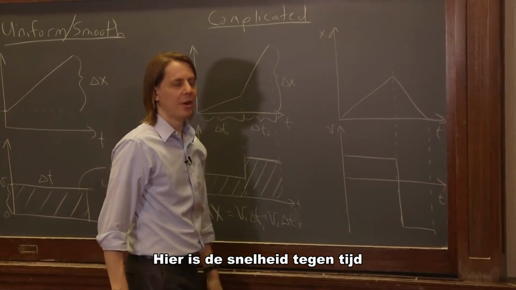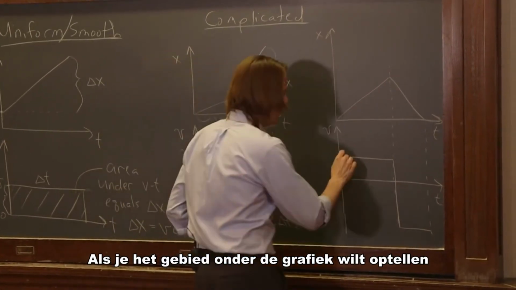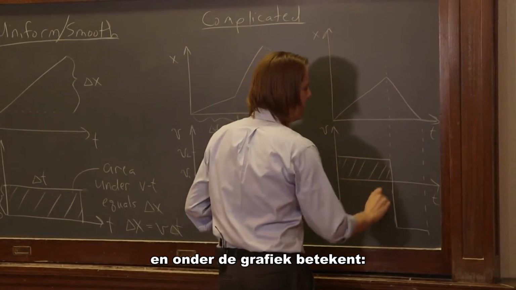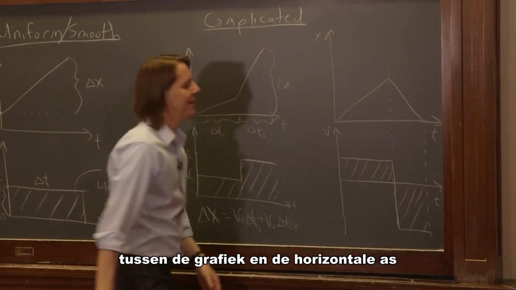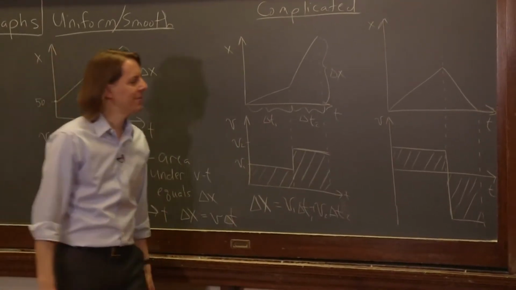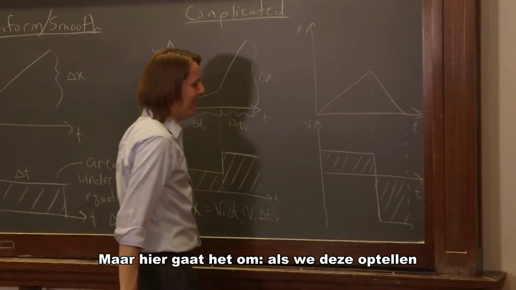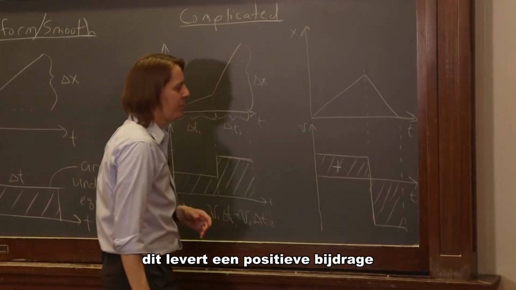So this is the position versus time we thought about before. Here's the x versus time. But believe it or not, the area rule still works. Right? If you want to add up the area under the curve, it'd be that, and under the curve means between the curve and the horizontal axis. So under depends on which way you're looking. Right? When you go negative, under means above. But here the point is, if we were to add these up, these would give you a positive contribution.